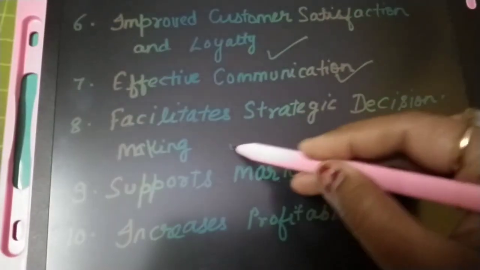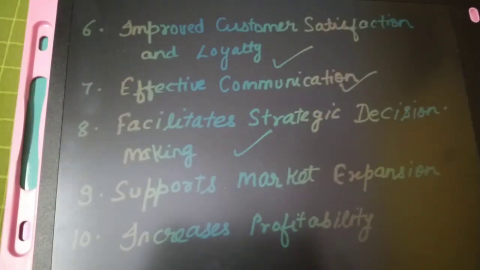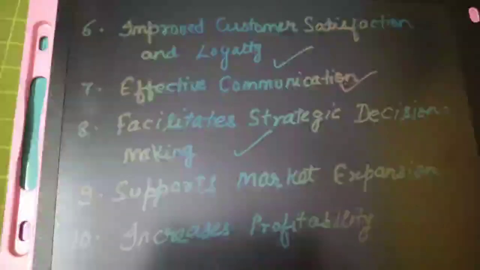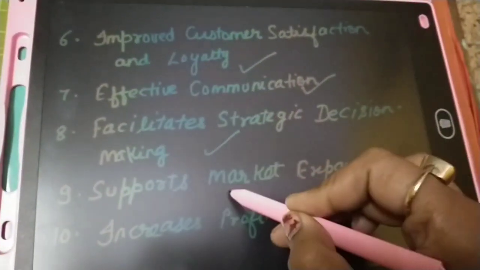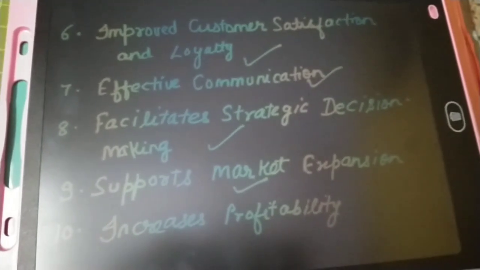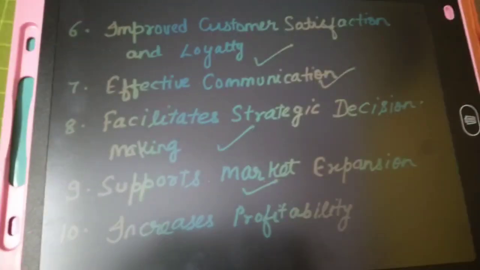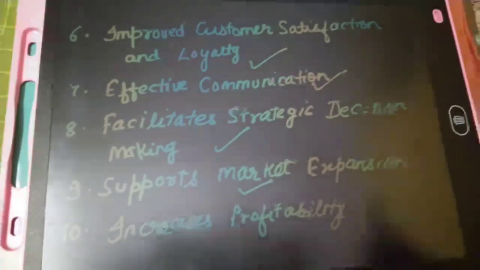Eighth one is facilitates strategic decision making. Segmentation, targeting, and positioning provide a structured framework for making informed marketing decisions. It helps businesses prioritize segments, allocate resources, and choose the best positioning strategies. Ninth one is supports market expansion. By identifying untapped or underserved segments, businesses can explore new opportunities and expand their market presence.